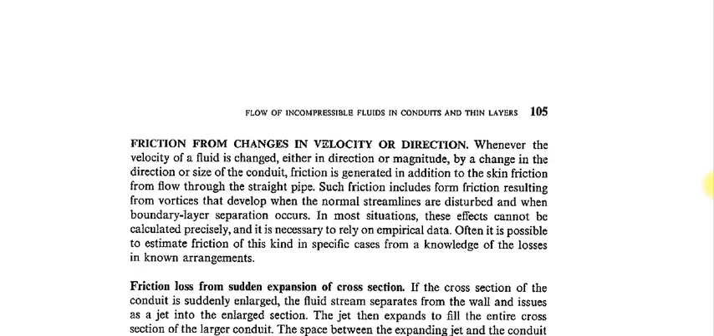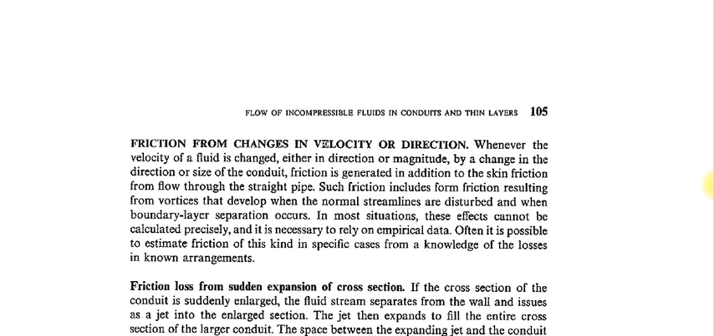So why will the direction change? Suppose you have a bend in the pipe, so that due to that bend the direction of the flow will change. Due to the change of direction, you have the loss of mechanical energy. That is the loss of energy due to the change of direction.